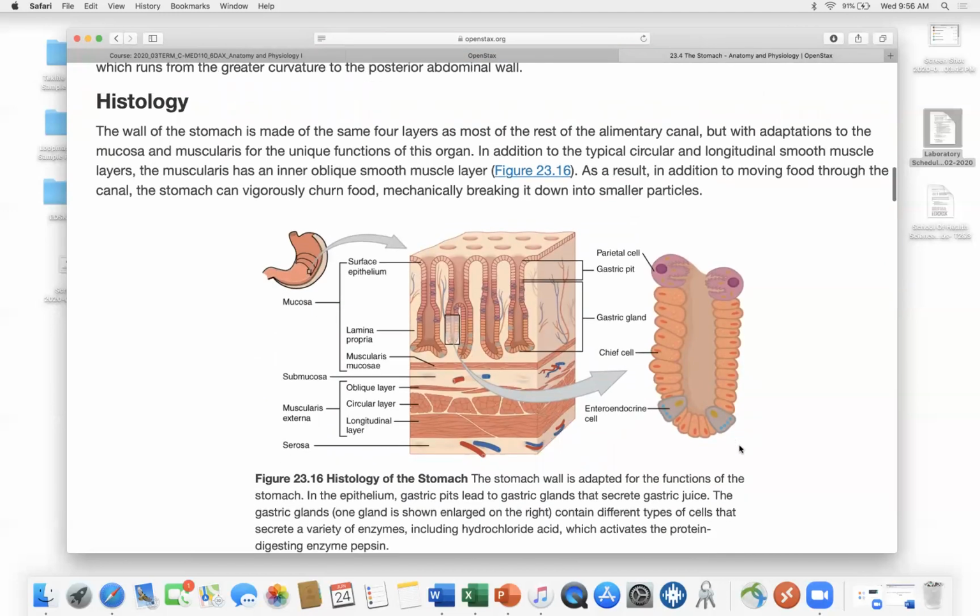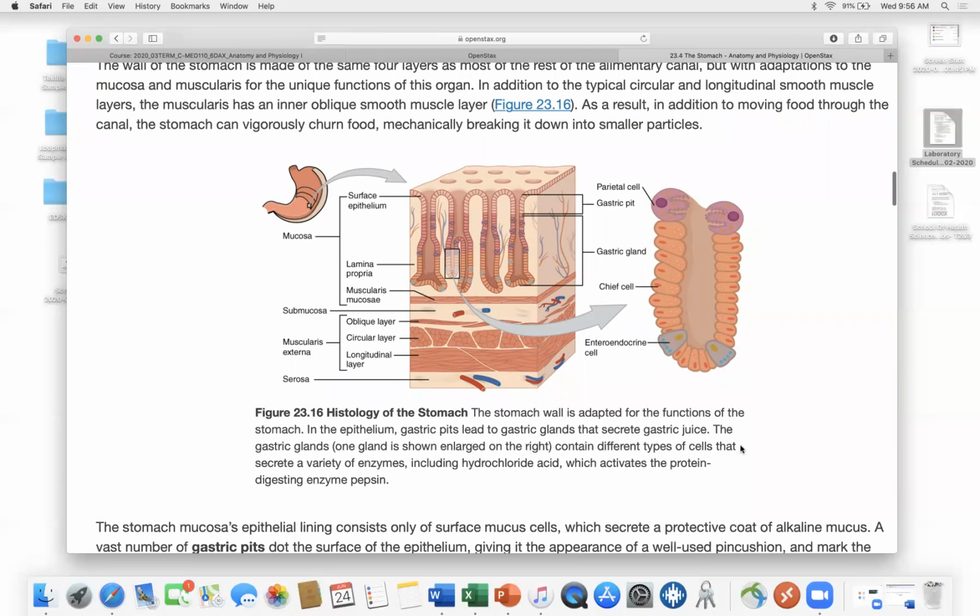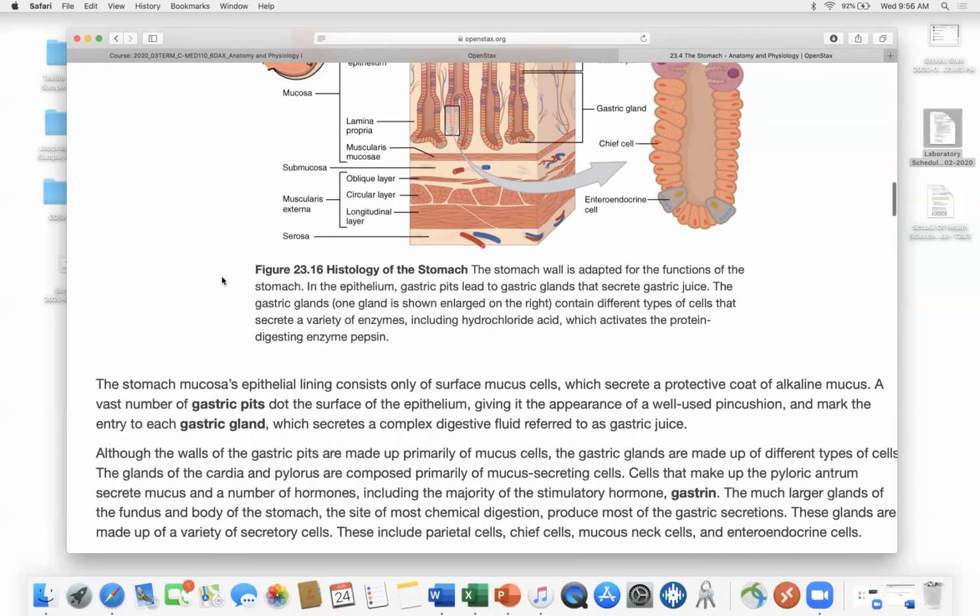The crypts, the histology of the stomach, they have these things, chief cells, parietal cells. Just know that within the lining of the stomach, there are several different kinds of cells. And one of those cells will create hydrochloric acid, like those chief and parietal cells. But again, you're also going to have goblet cells that create mucus, because we have to have a nice mucosal lining so that gastric acid doesn't eat through your stomach.